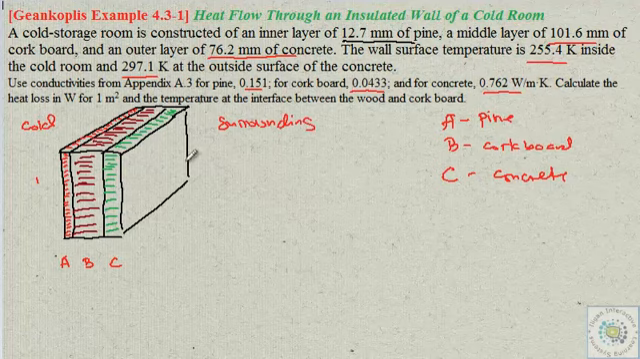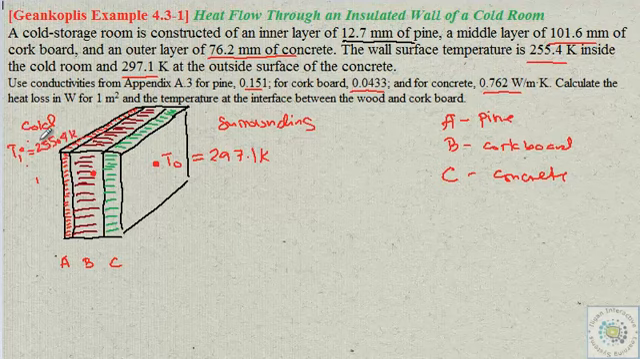And of course here we are given some temperatures. The temperature of the outer wall is TO, and TO is equal to 297.1 Kelvin. That's the temperature of the outside of the concrete wall. And the temperature of the cold room, the surface of the pine, TI, will have a temperature of 255.4 Kelvin. It's quite a cold temperature. Anyway, that's why it's called a cold room.